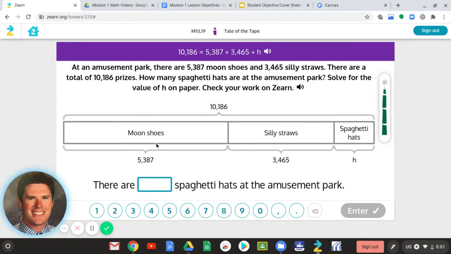So how do I solve that? Well, I know the total, and I know it's 3 pieces, and I know 2 of the 3 pieces. So what do I need to do? I need to add the 2 pieces I know and subtract it from my total. And that should give me H. All right, so I'm trying to find the spaghetti hat total. So the first thing I need to do, which we've done before, is add the moon shoes and the silly straws. Okay. I already have that set up here.